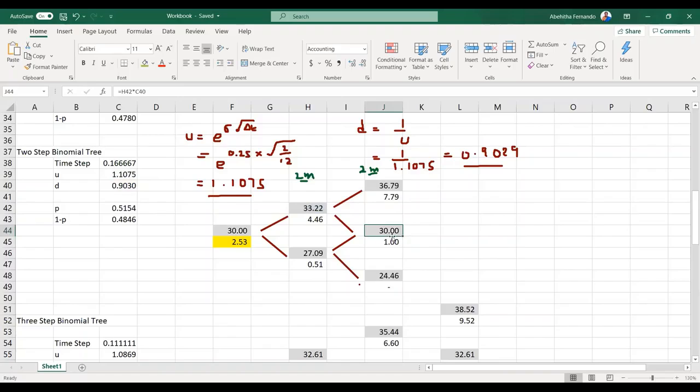So you will have 30 as the stock price. And again, over here to get 24.46, this value will be 30 multiplied by d. And over here it will be 27.09 multiplied by d again. Or in fact it is S naught multiplied by d twice. So these will be your stock prices, the values of the paths that the stock price will take in this 2-step binomial tree.